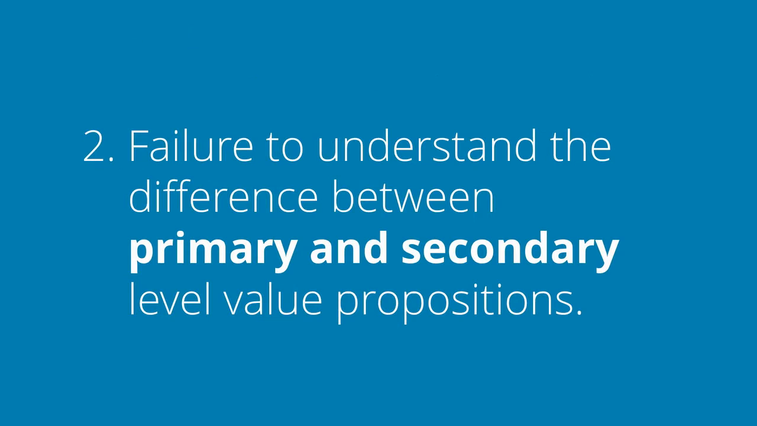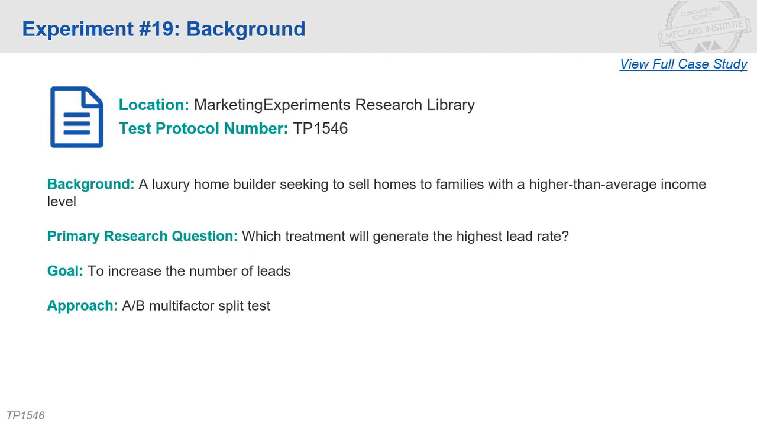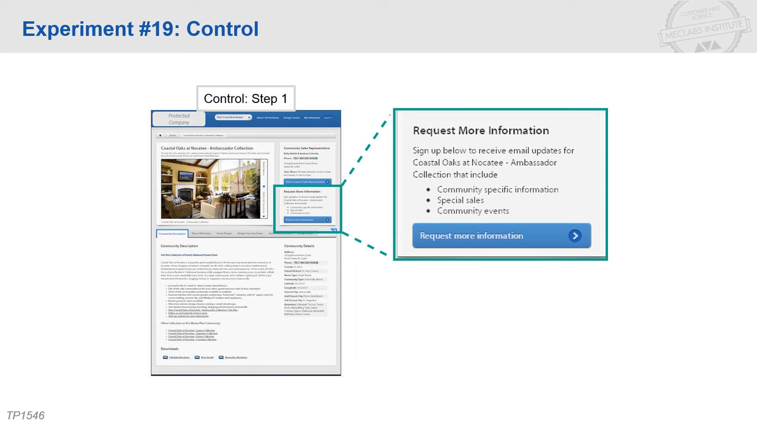Number 2, this is the second failure. The failure to understand the difference between primary and secondary level value propositions. What are we talking about? Well, the best way to explain that is to take you to a case study. Here is another home builder, and here is a control. And all we're going to zero in on for just a moment is that green box, which doesn't exist on the page, but we've drawn it to pull this out and let you see it and emphasize it.